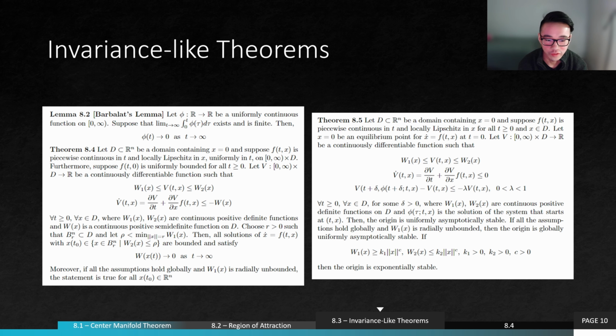And we show that if V is decreasing on some interval t to t plus delta, for some delta greater than 0, then the origin is uniformly asymptotically stable. And if all of our assumptions hold globally, and this w1 is radially unbounded, then the origin is globally uniformly asymptotically stable. If we can also find w1 of x is greater than or equal to k1 norm of x to the c, and w2 is less than some k2 norm x to the c for k1, k2, and c greater than 0, then the origin is exponentially stable. The proof for this is quite similar to what we saw in the class as well, where we set up V less than some class KL function.